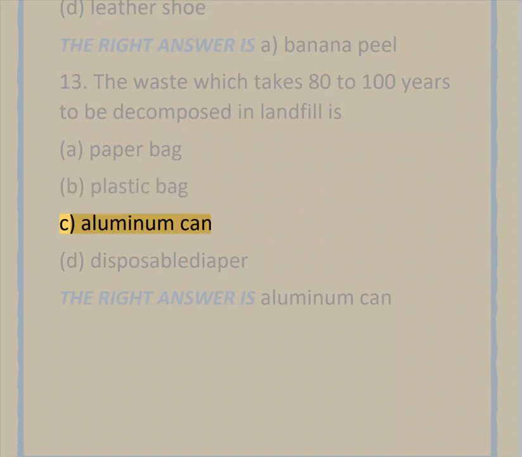13. The waste which takes 80 to 100 years to be decomposed in landfill is A. Paper bag. B. Plastic bag. C. Aluminum can. D. Disposable diaper. The right answer is aluminum can.